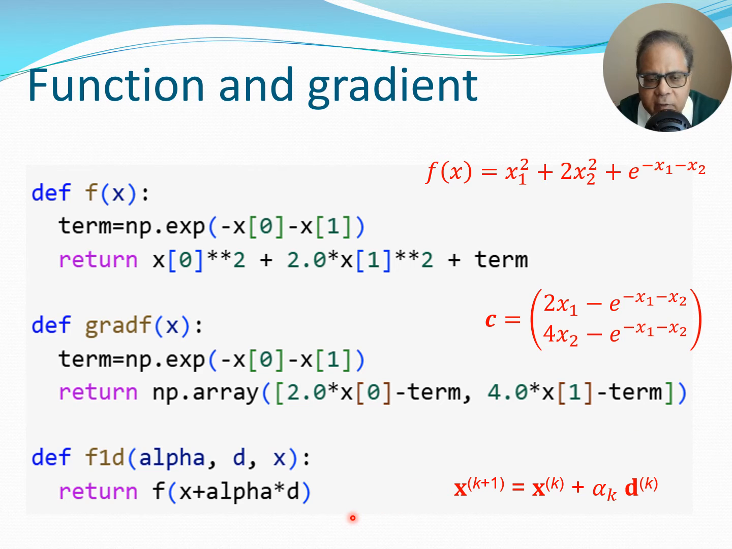Now finally, I have one more function here which is going to be required to do one-dimensional search. And what this function does is that it returns the value of the function at x_{k+1}. So remember, x_{k+1} is x_k plus alpha_k d_k. So what this function is going to do, it's going to take in some input value of alpha, some value of d, the search direction, some value of x, the current point in the design space, and it's going to return to me f(x plus alpha d), which is essentially f at x_{k+1}.